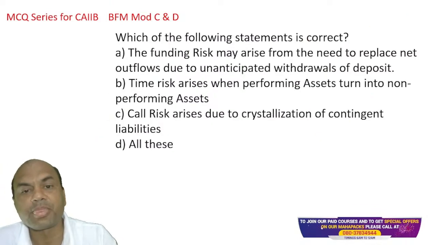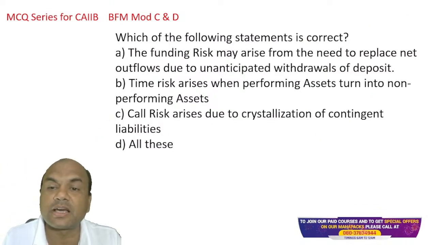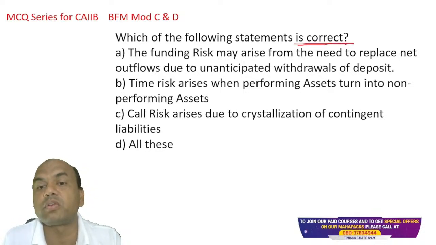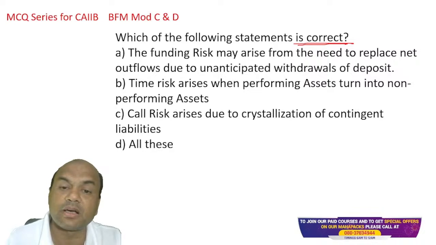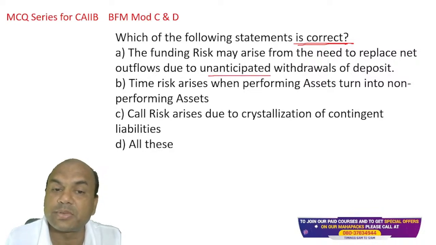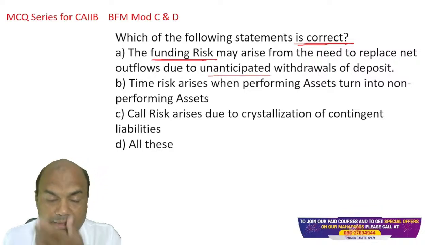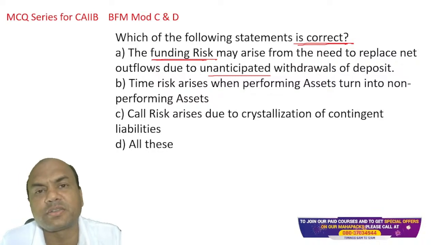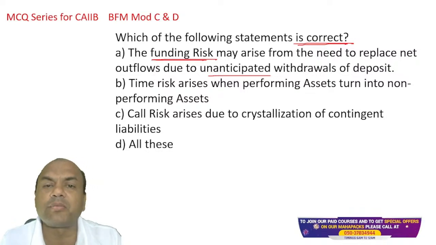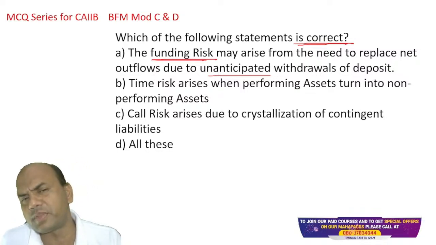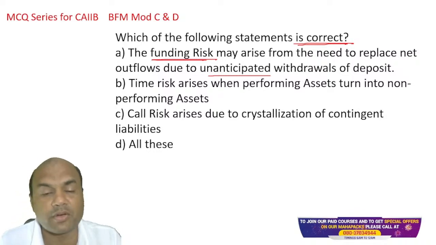Okay. Which of the following statements is correct? Always check the question. What do they want? Correct or not correct? The funding risk may arise from the need to replace the net outflows due to unanticipated withdrawals of deposit. Unanticipated. Funding risk means what? Funding risk means I may not have the regular funds which are required for my regular payments. Why? Because of unanticipated withdrawals. All the customers of the branch come for withdrawal of money. All of them. So that is unanticipated withdrawal.